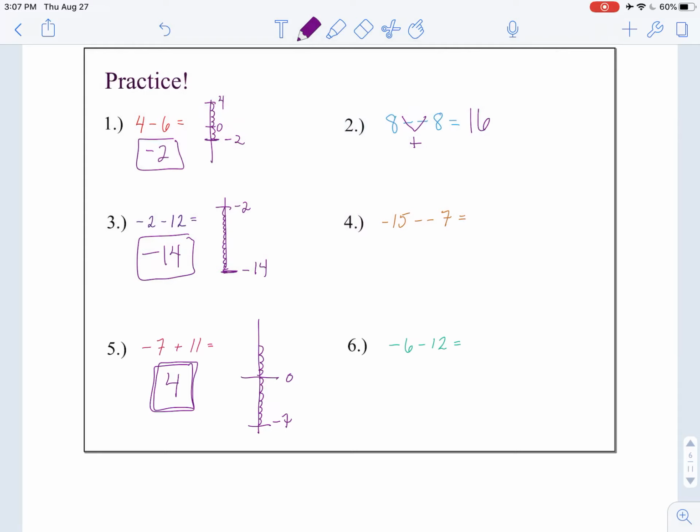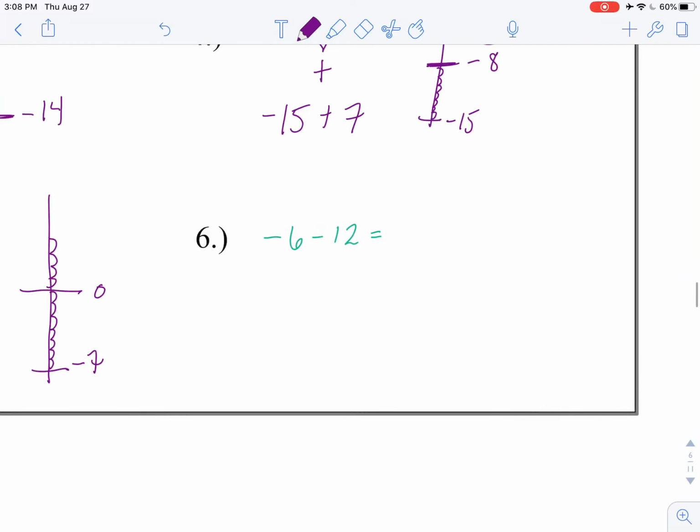Here I have, again, minus a negative. That means I'm filling it in. So now I have negative 15 plus 7. If I am here at negative 15 and I add 7, 1, 2, 3, 4, 5, 6, 7, that means I'm still beneath 0, but I'm at negative 8. Last but not least, negative 6, and we're going to subtract 12 more, so that means I'm going down. 1, 2, 3, 4, 5, 6, 7, 8, 9, 10, 11, 12. So that means I'm at negative 18.